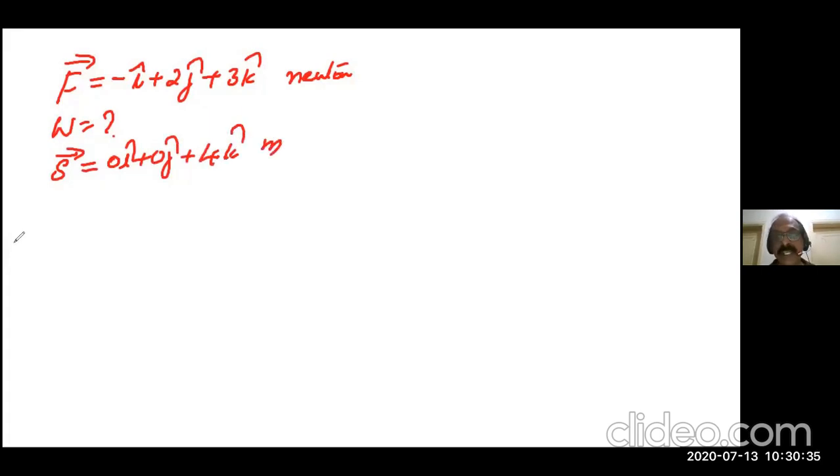Is there any doubt in that? No, sir. Then W is equal to work done in displacing the body 4 meter along z-axis.